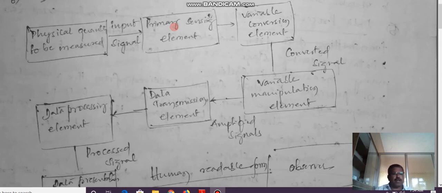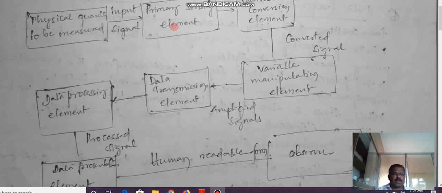So considering this, the generalized block diagram is shown in the figure. The first and foremost thing is the physical quantity to be measured, that is the input signal. The primary sensing element is subject to the measurement of the signals of the physical quantity as input.